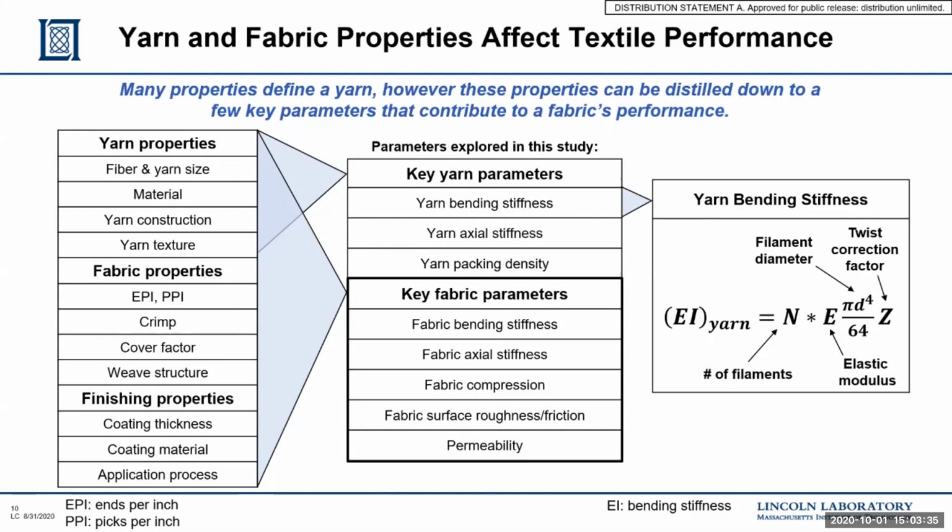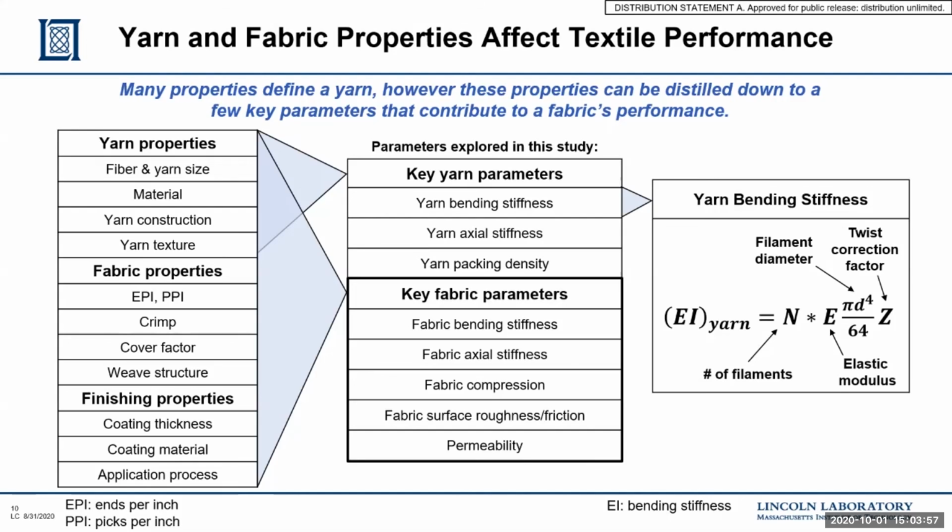So in the middle column are listed the parameters that we've chosen to explore and really focus on with this study, with a keen interest in the mechanical behavior and the hand of the fabric. The flexibility of the fabric is one thing that really makes an e-textile unique compared to rigid electronics. And so we're really focused on trying to preserve that quality as much as possible as we start to introduce these additional functionalities.